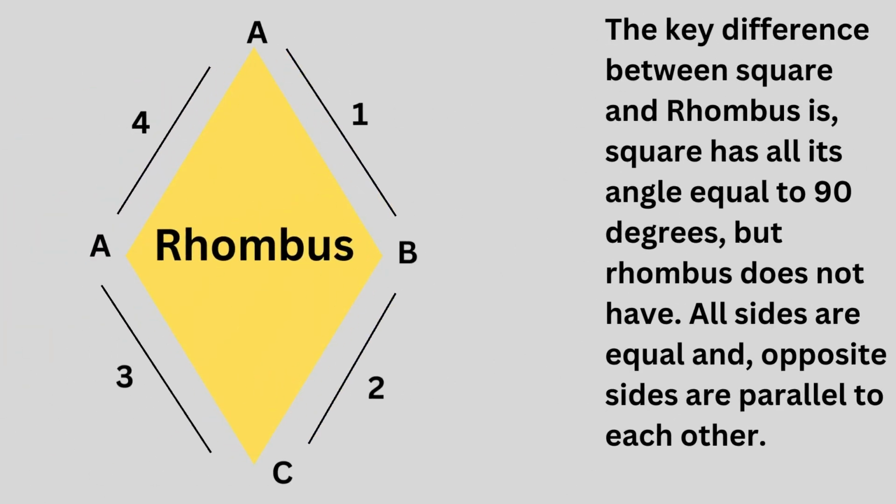Next shape we are going to see is rhombus. The key difference between square and rhombus is square has all its angle equal to 90 degrees, but rhombus does not have. All sides are equal, and opposite sides are parallel to each other.